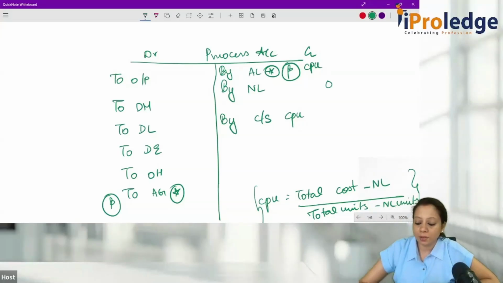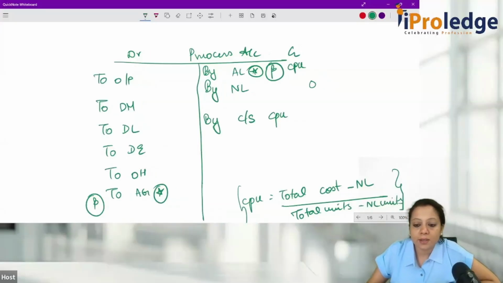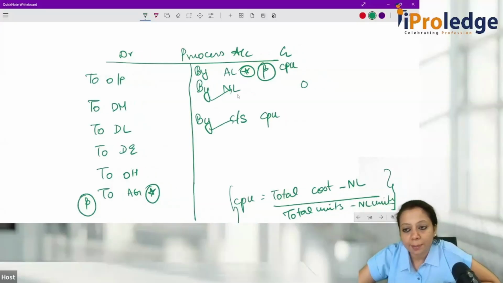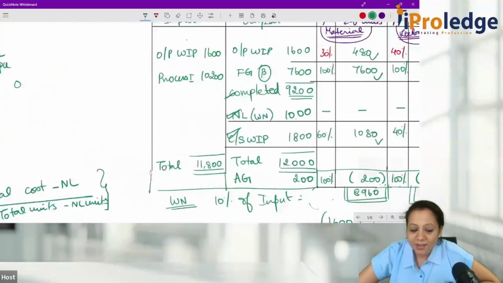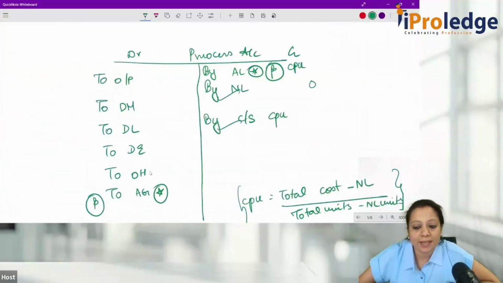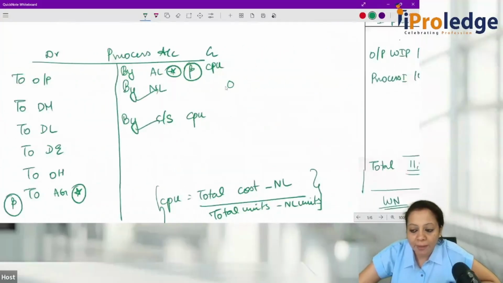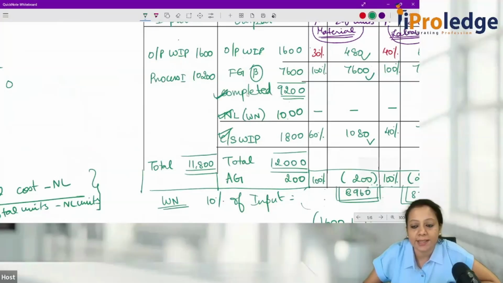Now, coming to the answer to your question. Normal loss on closing stock, where did it appear? It appeared on the credit side. That is what I have written here also. Closing stock might be transferred to the next process also. That is why completed units I have taken on this side. Whatever appears on the credit side is output.